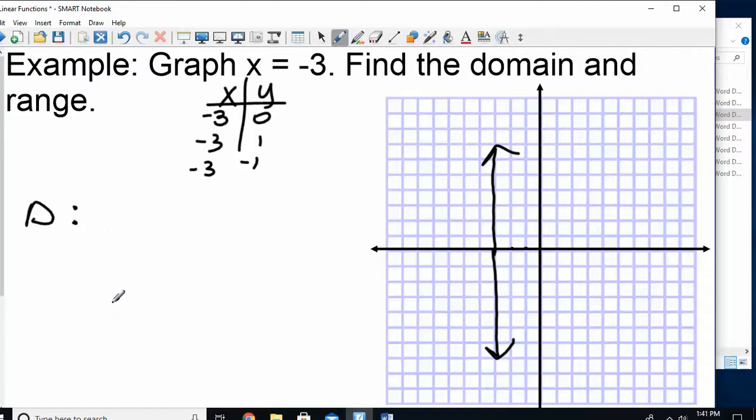Is that one a function? Now it fails the vertical line test. What's the domain of that? Negative 3. We only hit a single x value, so we can't even write that in an interval. That is the only thing. What about the range? Right. Keeps going down forever and up forever, so it's negative infinity to infinity.